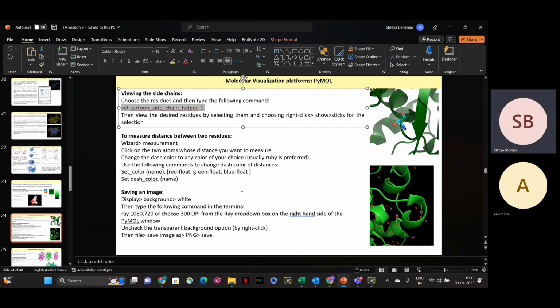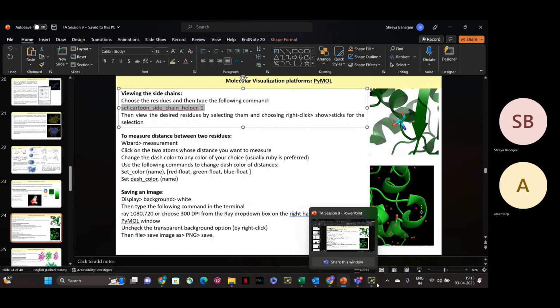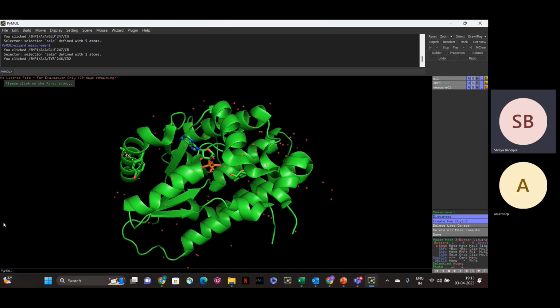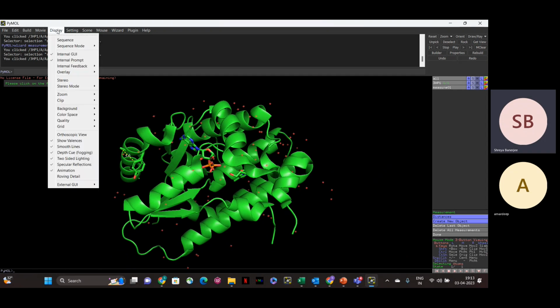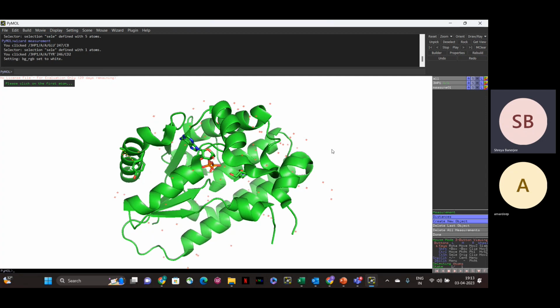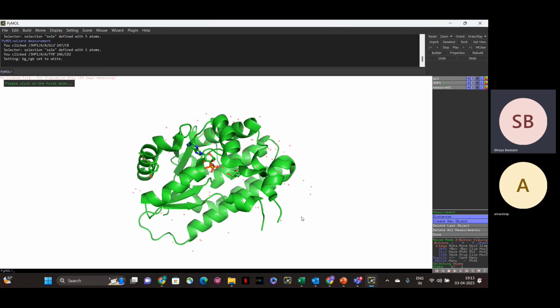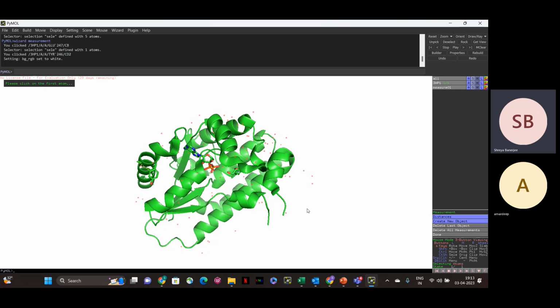Now, suppose I want to save this image. I will go to display, background, white. So it gives a white background. Generally, if you look at the images in different manuscripts or papers, it is always on a white background.